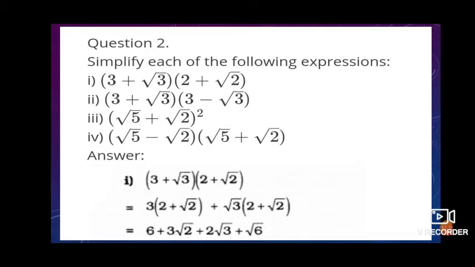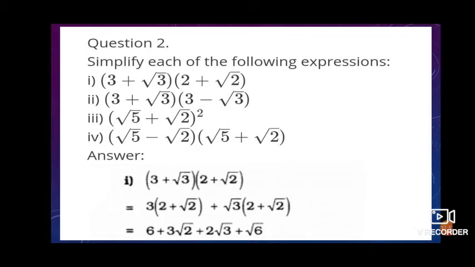Here simplification, in the sense, is multiplication, like a binomial with a binomial. (3 plus root 3) into (2 plus root 2). Now take the first term 3 and multiply it with the full second expression, that is 3 into (2 plus root 2). Next, take the second term in the first expression, that is root 3, into the entire next expression. So root 3 into (2 plus root 2).